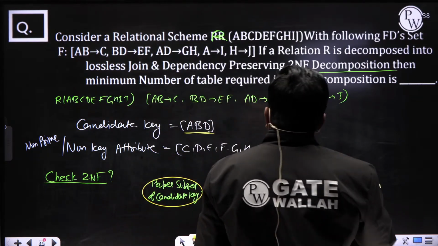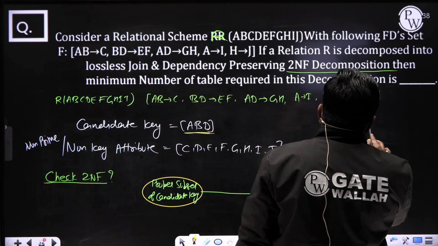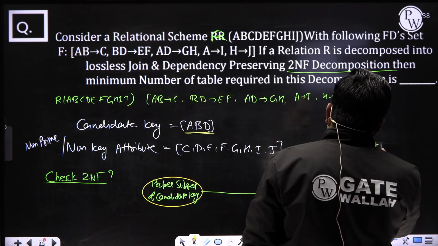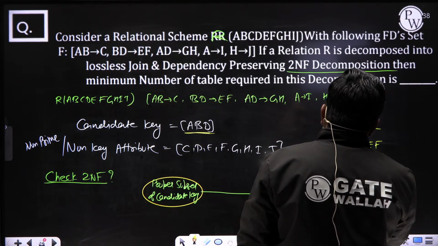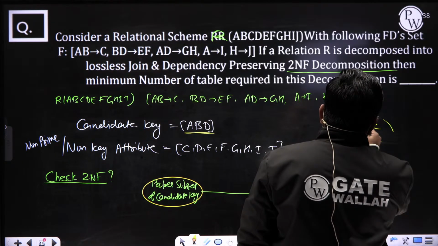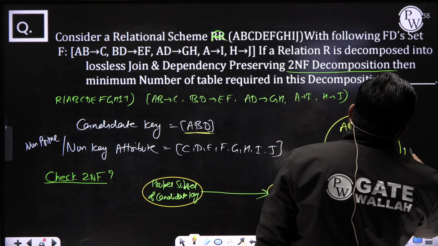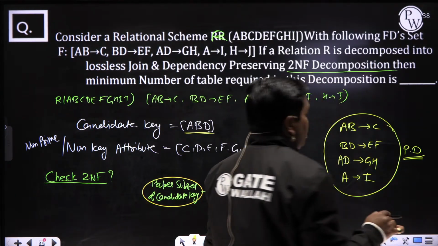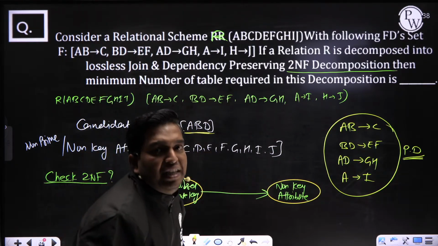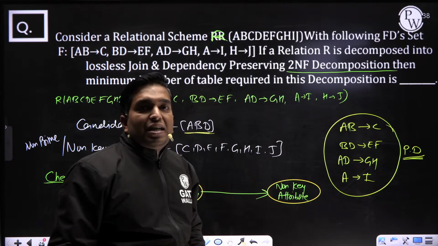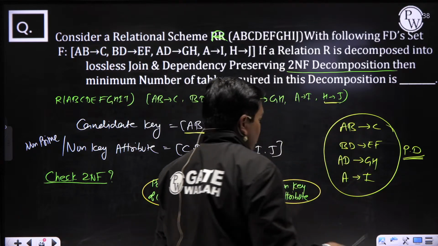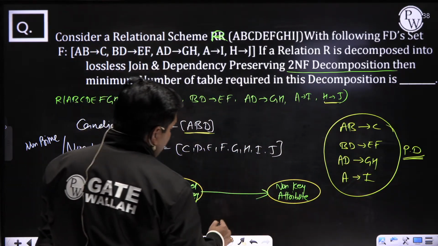Why? Because you can see AB tends to C, BD tends to EF, AD tends to GH, and A tends to I. These 4 are partial dependencies. My question is different, na? I am asking about the partial dependency, my dear. H tends to J is not a partial dependency. Okay. So here 4 partial FDs are there.